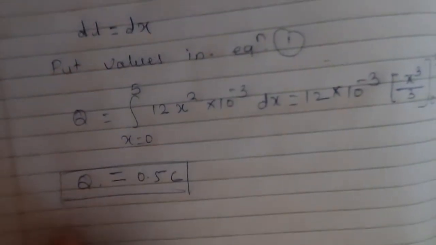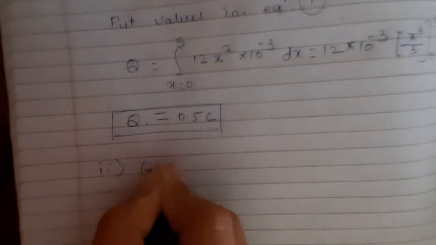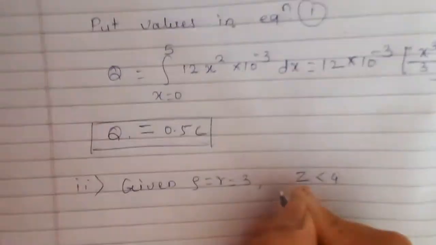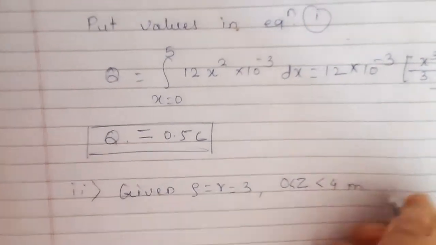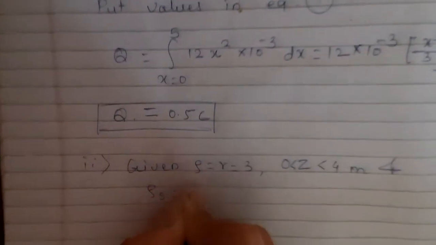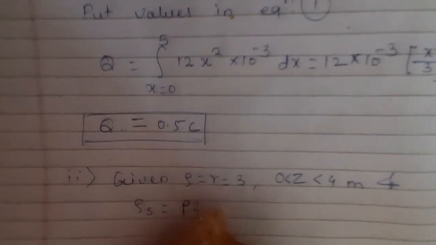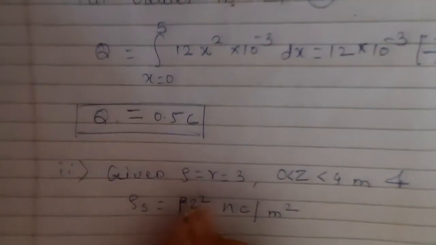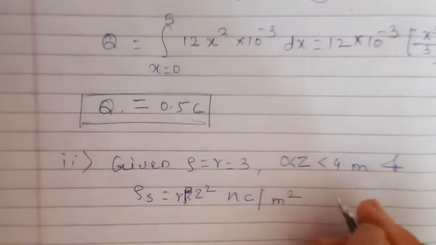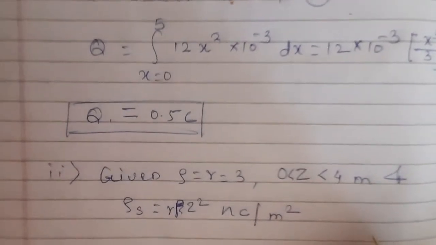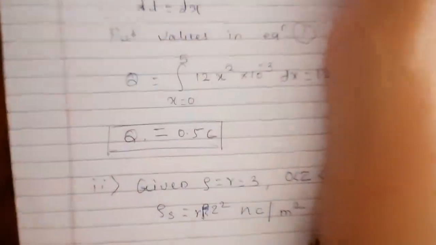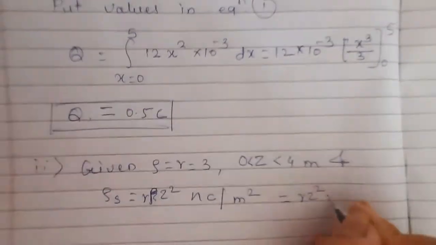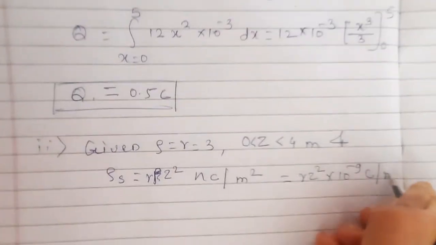Now the second part of the problem is given that rho is 3 and z is in between 0 and 4 meter and rho s is equal to rho z square nanocoulomb per meter square. So it is rho z square into 10 raised to minus 9 as it is nano.